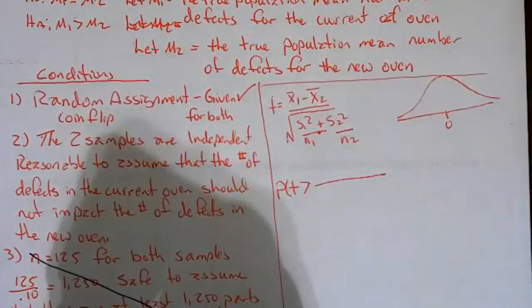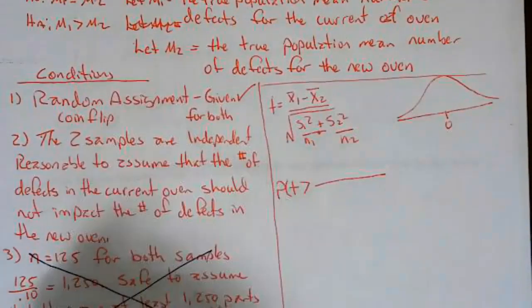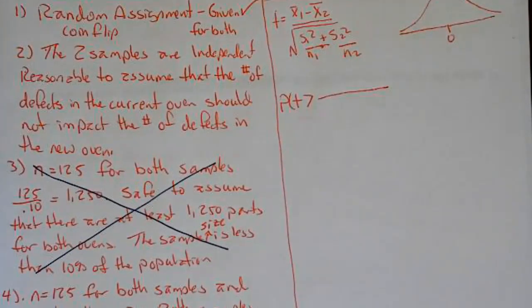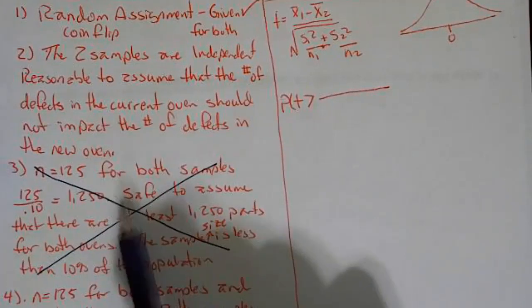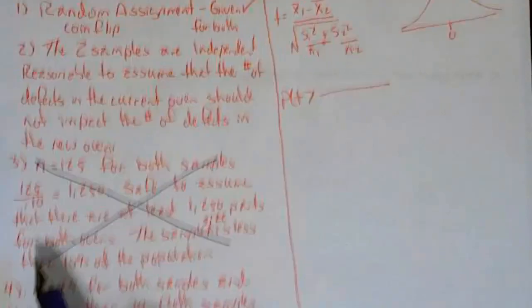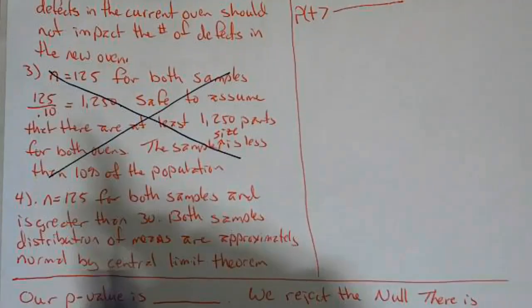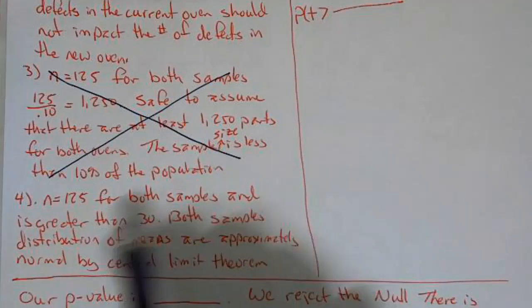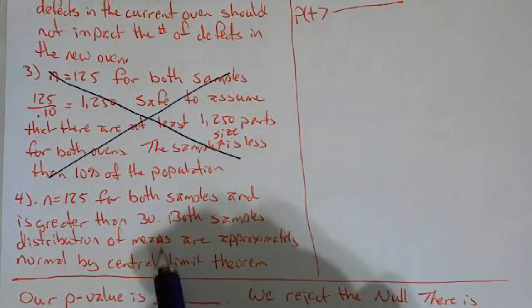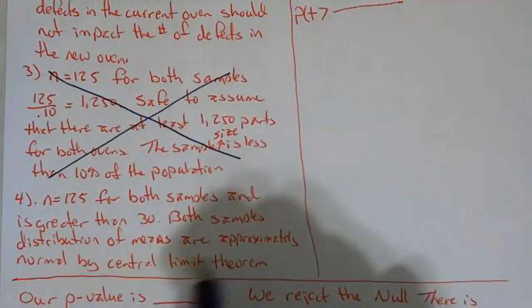However, this is an experiment. Because it's an experiment, that should not have been included. All right? But I wanted to show it to you just to remind you the n is less than 10%. Don't forget about it, but if it's an experiment, don't include it. Normality condition. n equals 125 for both samples and is greater than 30. The sampling distribution of the means for both are approximately normal by central limit theorem.